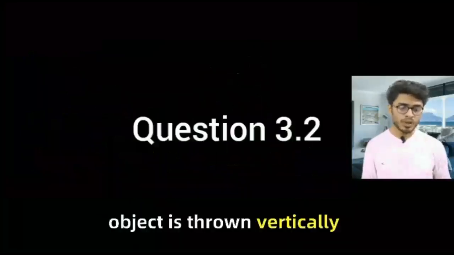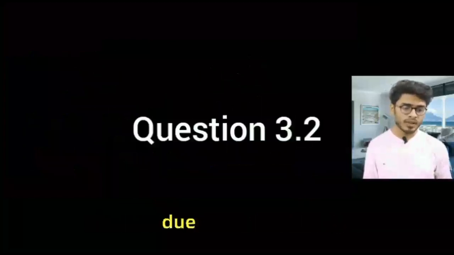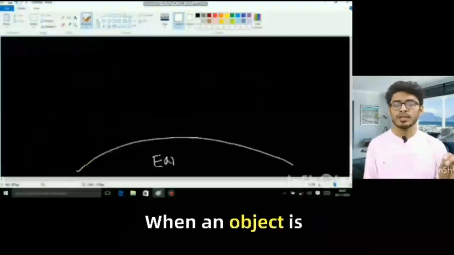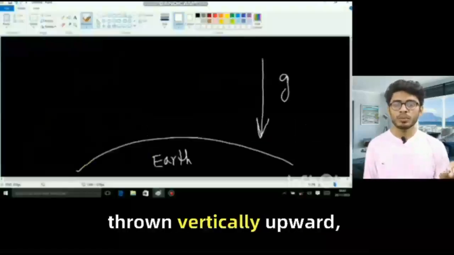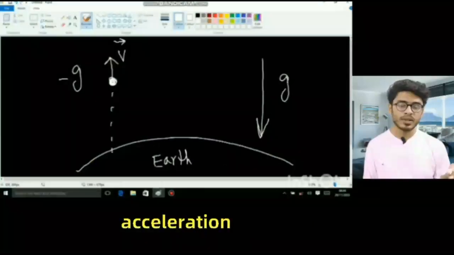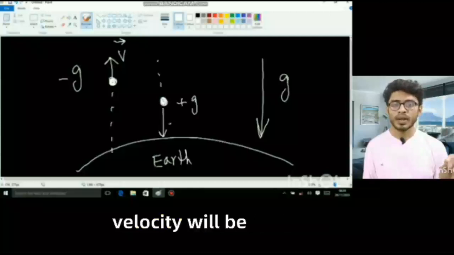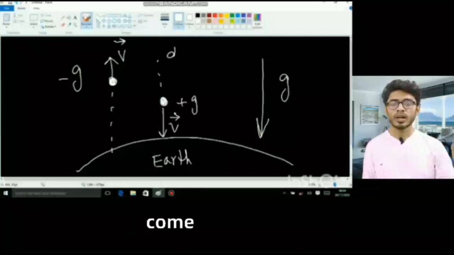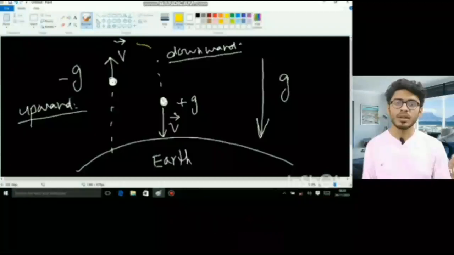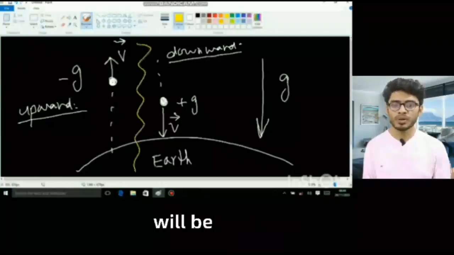An object is thrown vertically upward. Discuss the sign of acceleration due to gravity relative to velocity while the object is in air. When an object is thrown vertically upward, the sign of gravitational acceleration relative to velocity will be negative. When an object comes downward, then the sign of gravitational acceleration relative to velocity will be positive.